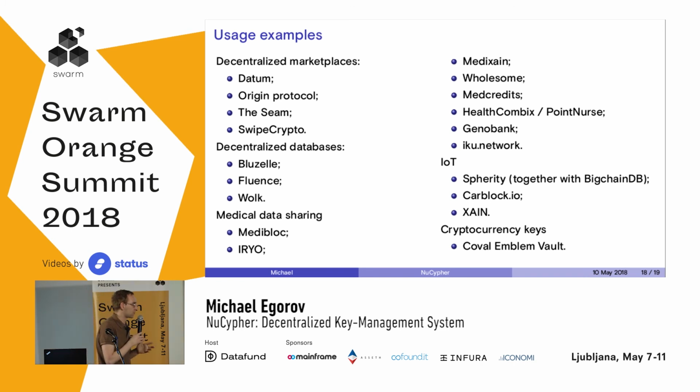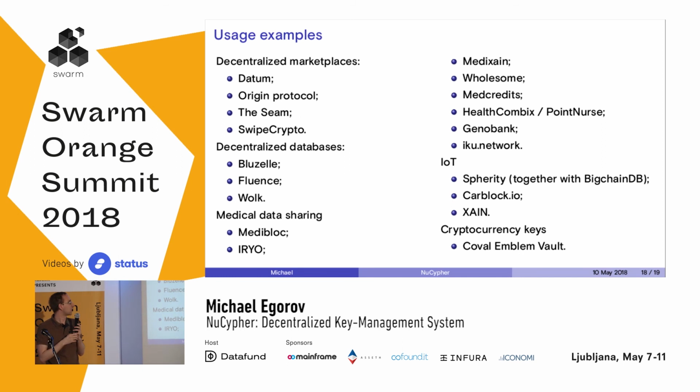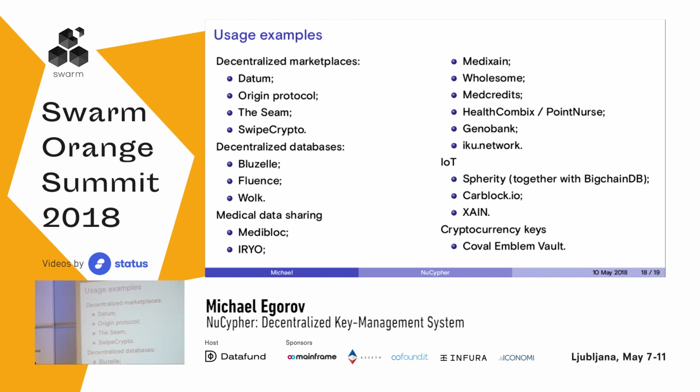So who are the future users for our network when it's up? Interestingly enough, a very large proportion of companies are medical data companies. One of them is here in Ljubljana, IRO network, but there are a bunch of others. It's also useful for decentralized marketplaces and different sorts of things. I guess one of the guys from Fluence is here to use this proxy re-encryption network to share data in their Fluence database.